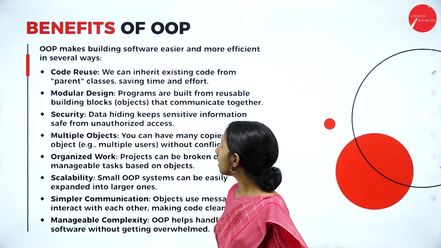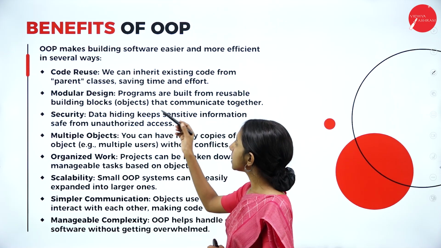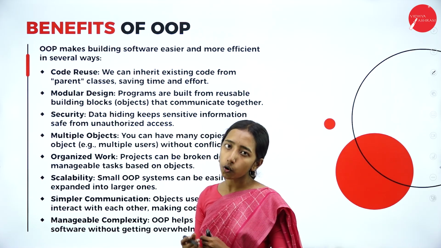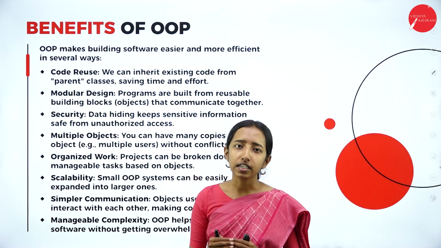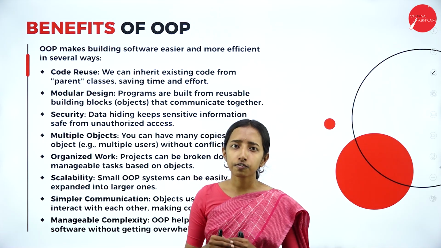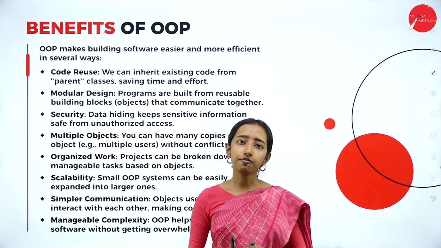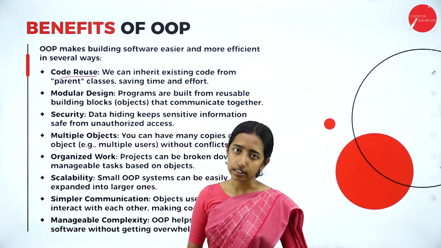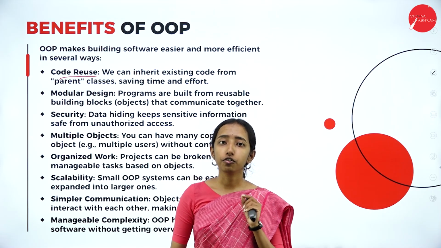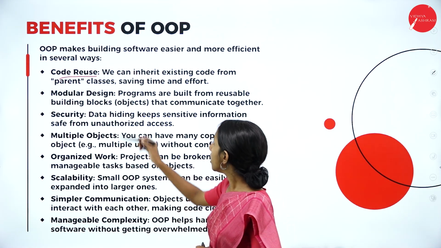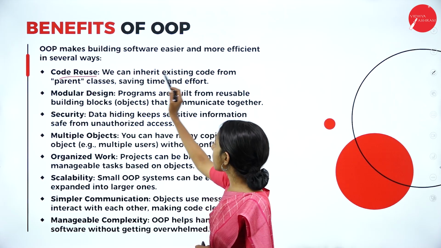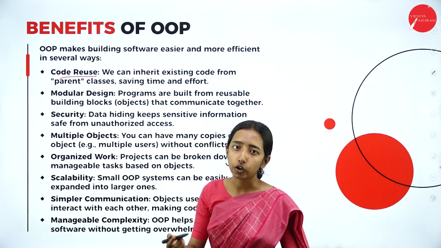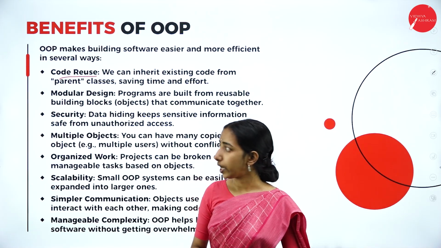Next, we have the benefits of OOPS. OOPS makes building software easier and more efficient in several ways. So what are the benefits? First and foremost is code reusability. The most important benefit of OOPS is code reusability. We can inherit existing code from the parent class, saving time and effort. So we can reuse the existing code.